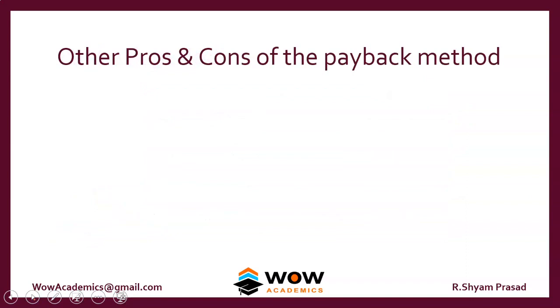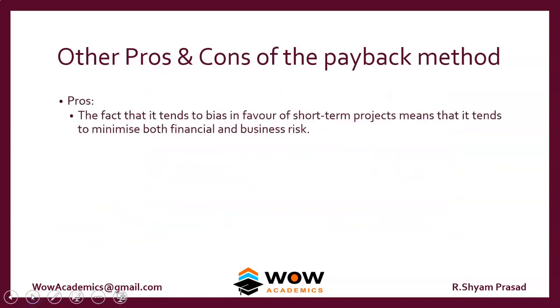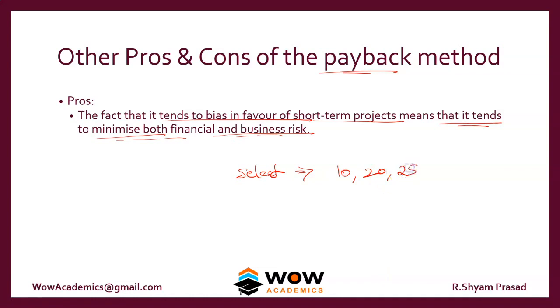We also have some more pros and cons of the method. There's a good thing about this method. The fact that it tends to bias in favor of short-term projects means that it tends to minimize both financial and business risk. So we can put it like this: assume that you don't consider payback and you select projects. The projects that you have selected which are really good are like a 10-year project, 20-year project, 25-year project.